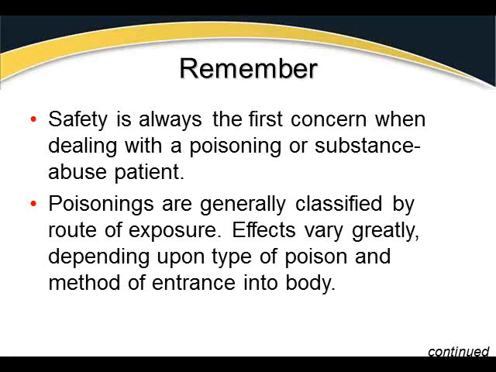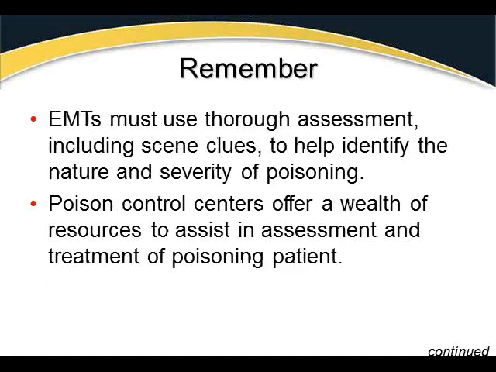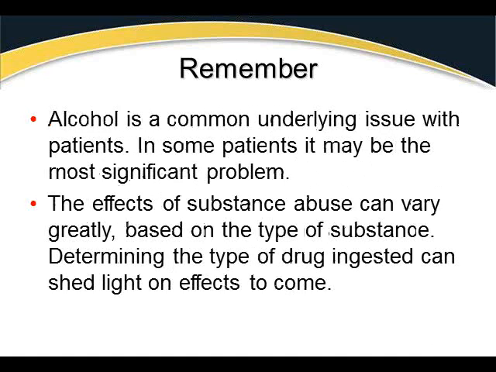We generally classify these by the route of exposure. Route of exposure tells us a little bit about how quickly we can expect things to occur. A thorough assessment is going to give us the best clues. It's going to give us the best history that we can provide to the ERs so they can do the appropriate treatment. And poison control centers often have tons of resources they can help you with and start that patient down the road to potential recovery.